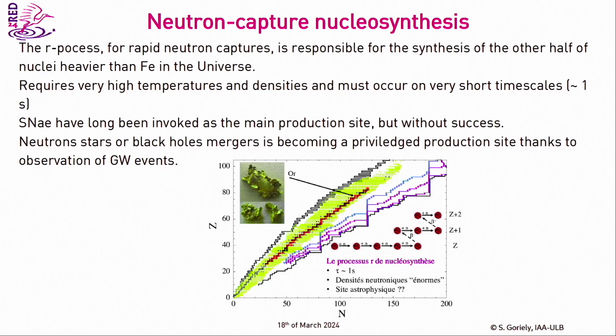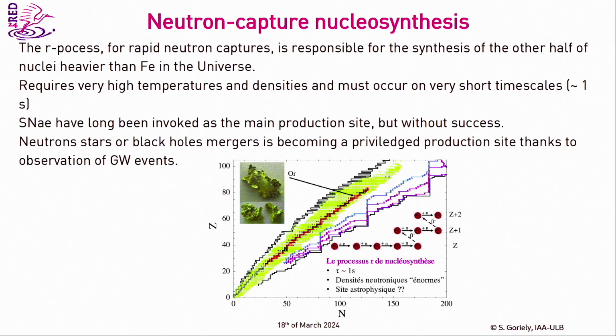There's another way to build the most massive, neutron-rich elements, like gold, for instance, which is the rapid neutron capture, the R process, and it's responsible for the other half of heavy nuclei in the universe. It requires very high temperatures and densities, and it's very short-lived because it happens when you decay immediately. So you capture a neutron, neutron, neutron, neutron, you decay. You capture a neutron, neutron, you decay. And that's how you climb up in mass, okay? This is the R process.